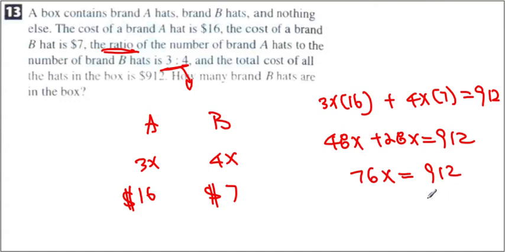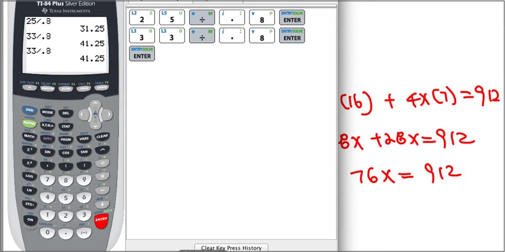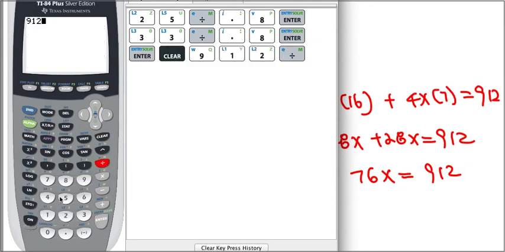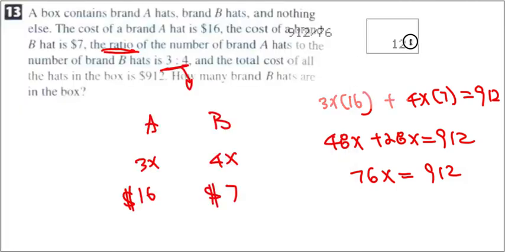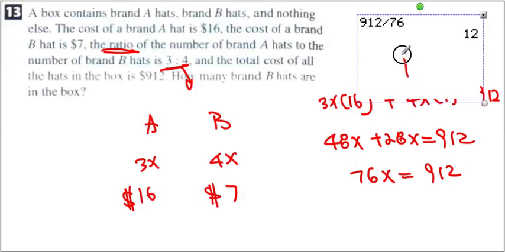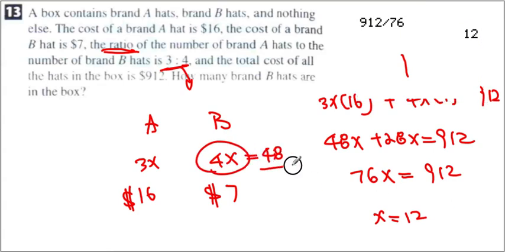So once you divide 912 by 76, then we get 12, as you can see. So then x must be equal to 12. That tells us how many brand B hats are in the box. That means multiplying 4 by 12, we end up getting 48. So 48 becomes our answer.